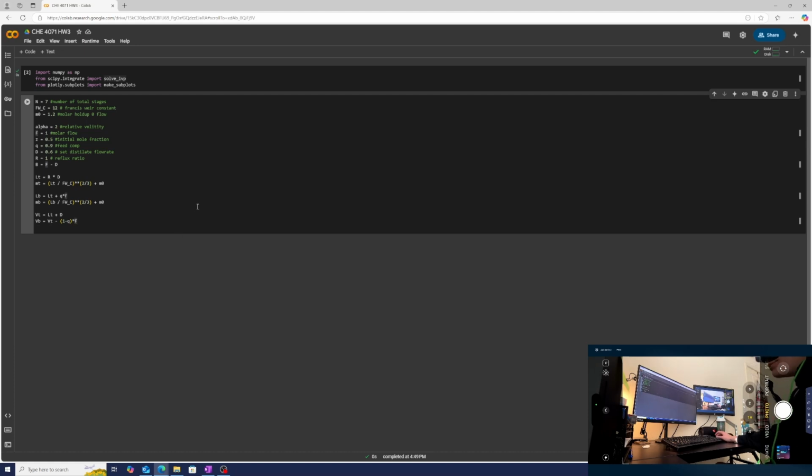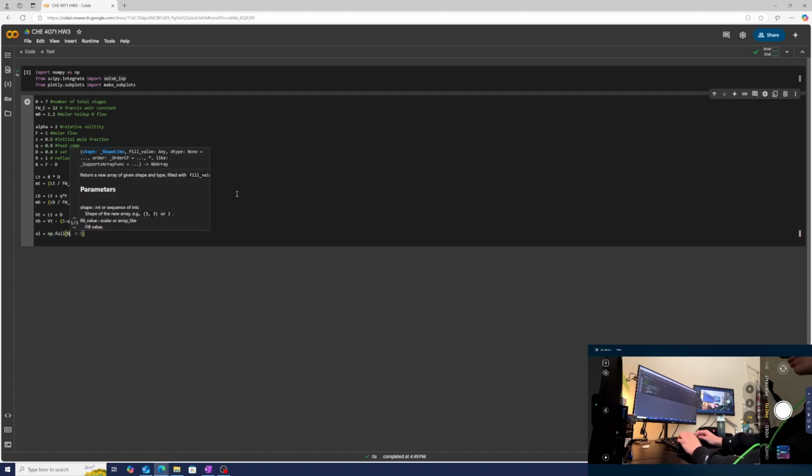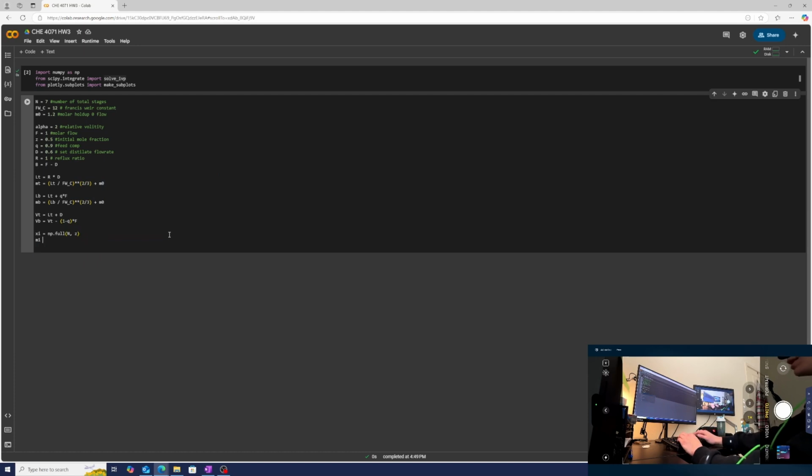So the next thing we can do is set our initial conditions. So our initial concentrations are going to be equal to np.full. We want N number, so 7, and then our initial composition of Z, and then we want our initial molar holdups, which is going to be equal to an array.